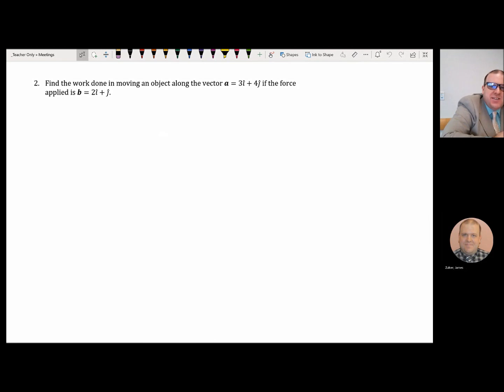Find the work done in moving the object along the vector 3i plus 4j if the force applied is 2i plus j. Right. So in Calculus 2, you studied the idea of work. In general, work is the force applied times the distance covered, right? Now that's of course one-dimensional. And your force is constant in the direction of motion. If your force is variable, but still in the direction of motion, it now becomes an integral.